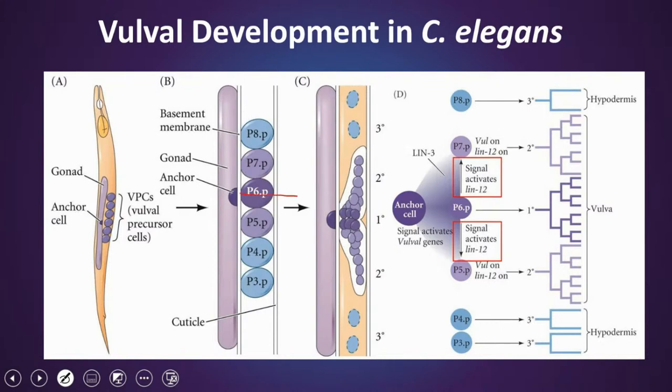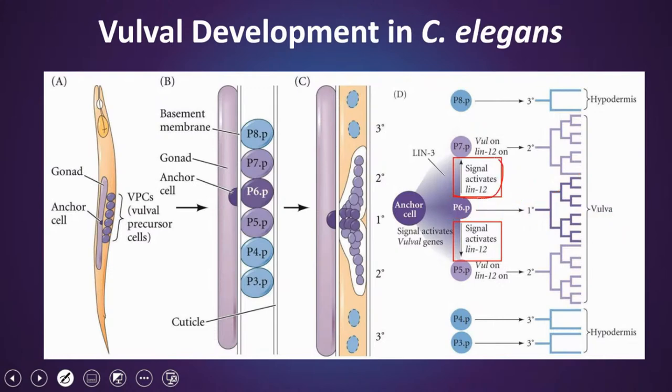Now P6.p, you can see the anchor cell is giving signal, right? Now, signal is diffusible. It will first go to the nearest cell, which is P6.p. Most concentration you can see around P6.p. And then the nearby cells, you can see the concentration is a little bit less. Towards P7.p and P5.p, concentration is less. So, first signal P6.p will receive, and immediately it will specify itself into a primary cell. So, primary cell, these are the cell lineages. Total 8 cells will be produced. It's a small organism, no? That's why.